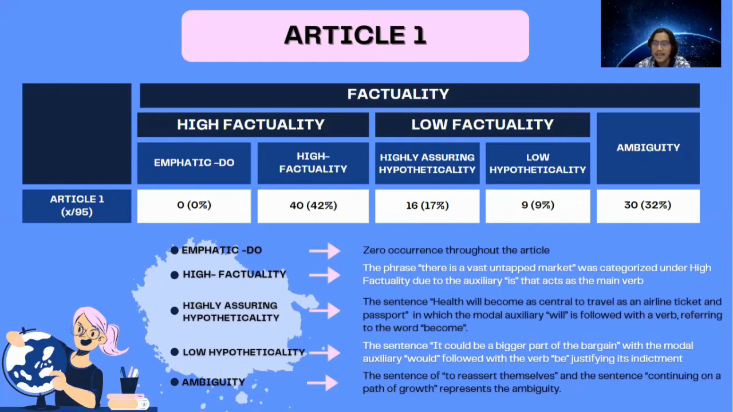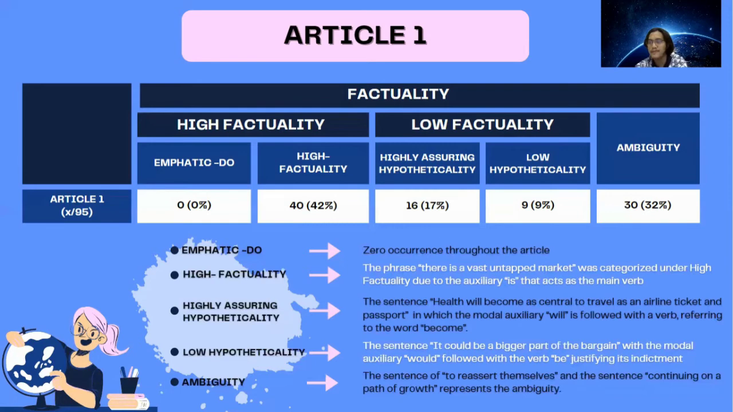Regarding the highly assuring hypotheticality, the total sentences classified under it make up 17% with 16 verb phrases, distinguished particularly through the modal auxiliary will, followed by a verb after it. For instance, the sentence, health will become as central to travel as an airline ticket and passport. Proceeding with the other half, the low hypotheticality was found to document 9%, or a total of 9 verb phrases that mainly involve the modal auxiliary could, followed by a verb subsequently. For example, the sentence, it could be a bigger part of the bargain.